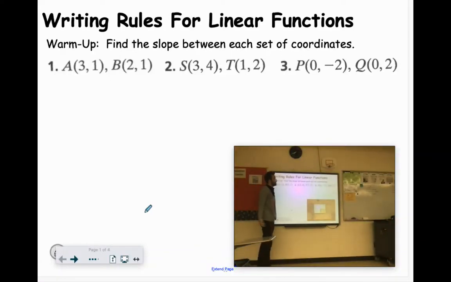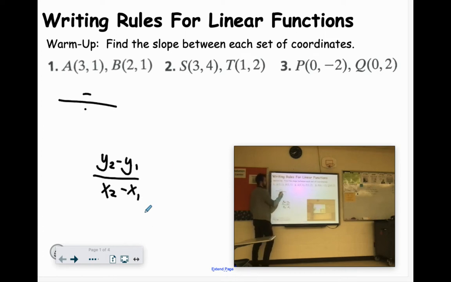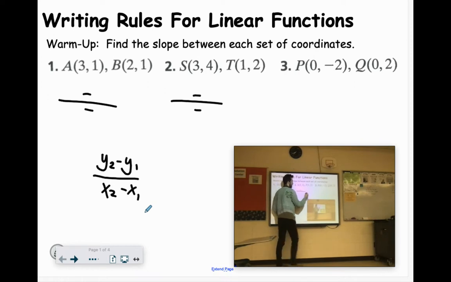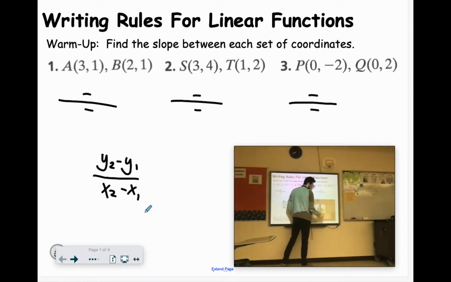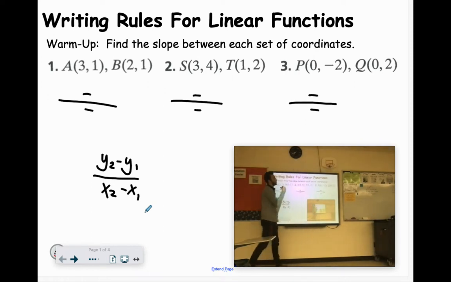Let's warm it up. Find the slope between each set of coordinates. Remember the slope formula. You subtract your y's in the numerator and the x's in the denominator. So let's just set up some blanks here. Let's find all our y's first.